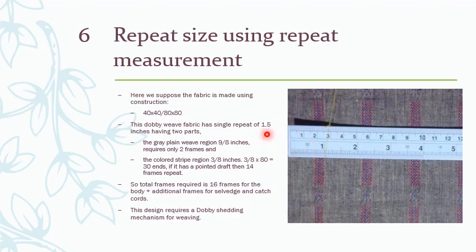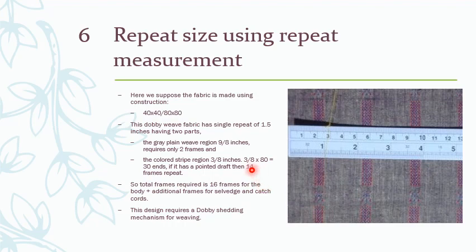If we see in more depth, the stripe size is 3 over 8 inches, and this gray area is 9 over 8 inches. In this gray area, we need to produce only a plain fabric that requires only 2 frames. But in this area, a Dobby design may require 14 frames, even though the repeat size is only 30 ends.